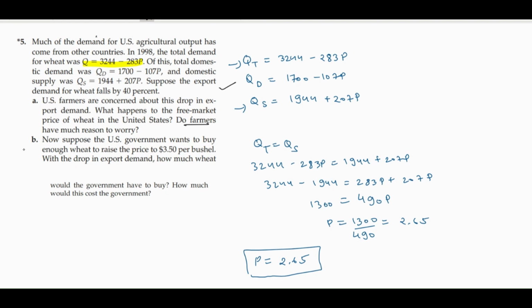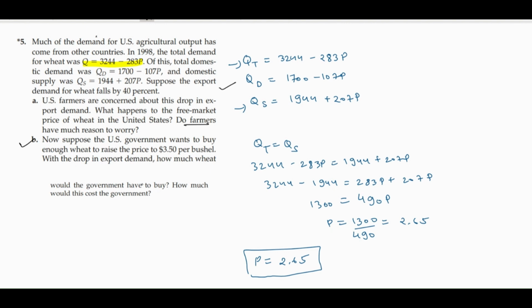Now I want you to solve this part b yourself. If you cannot, please comment, and I will make another video to solve part b. But let me explain, this is very easy. What is the question here? The US government wants to buy enough wheat to raise the price to 3.5 pesos with the drop in export demand. How much wheat would the government have to buy?